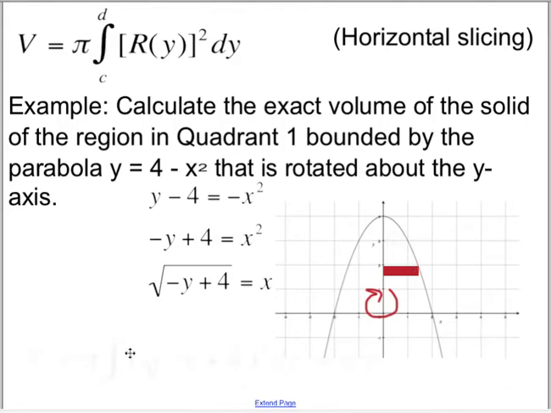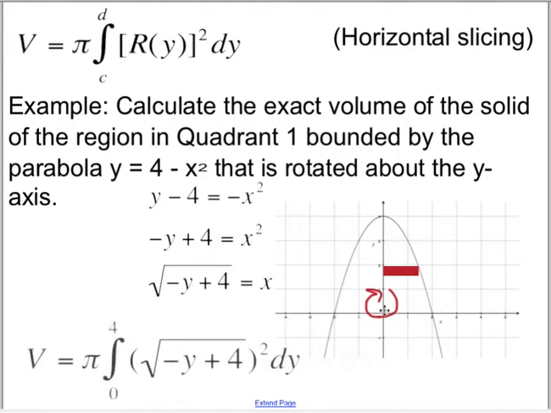So when I set it up, my limits of integration now, since the area of the region is going from a y value of 0 to a y value of 4, those are my limits of integration. Then I'm going to have my radius be represented by the square root of negative y plus 4. Have to square the radius. If I were asking you to do this by hand, you can cancel out the square root and the square. Otherwise, you can just type this into your calculator.